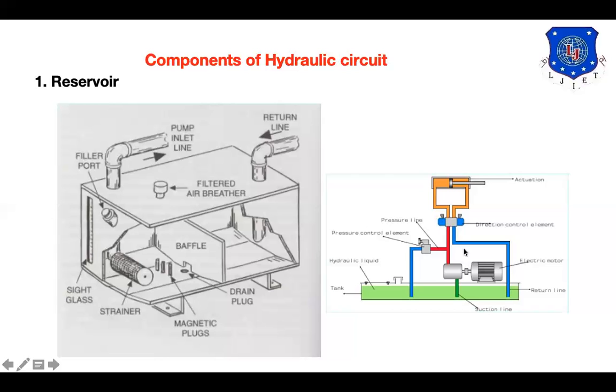Apart from that, if you see the second diagram carefully, at the top portion of this reservoir we can even mount an electrical motor. So this entire region should be made bulky and it must have a proper foundation, right?